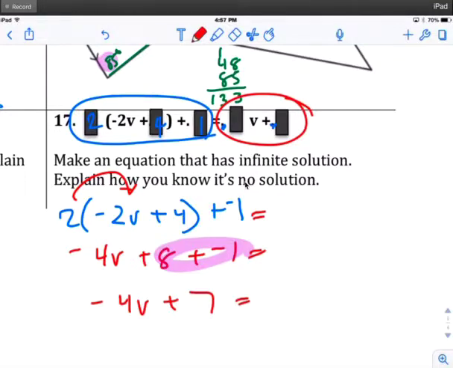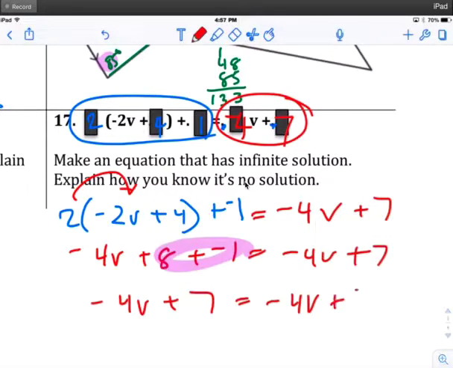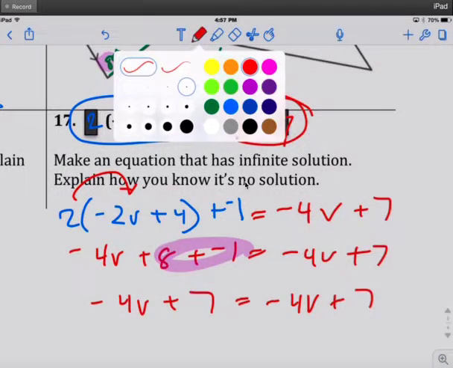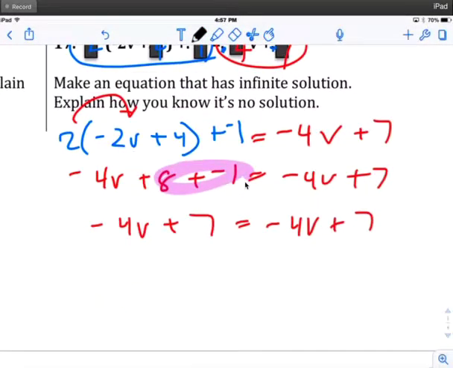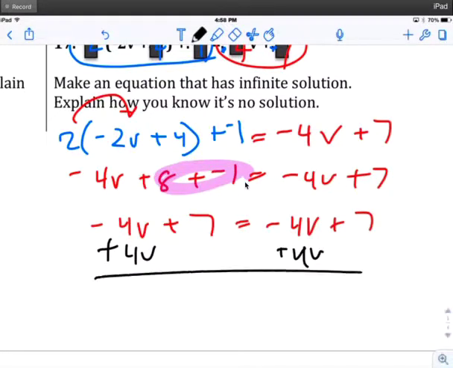The infinite solution, so -4 need to be here and 7 need to be here. So -4v + 7. Coefficient and constant are both the same. Add 4v, 0 + 7 = 7.